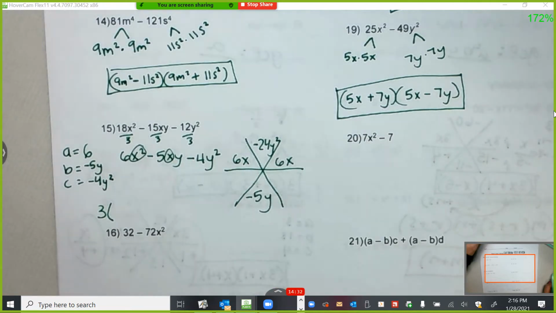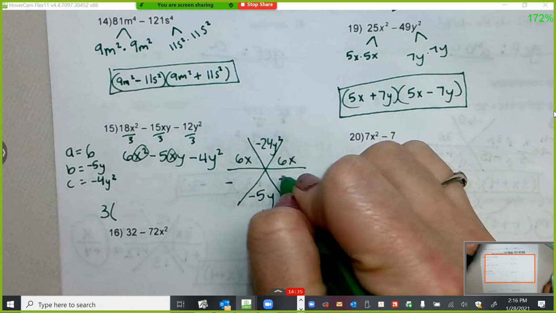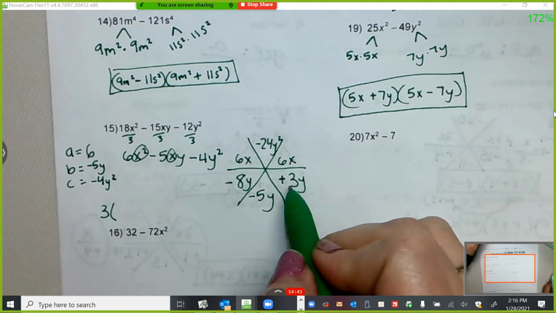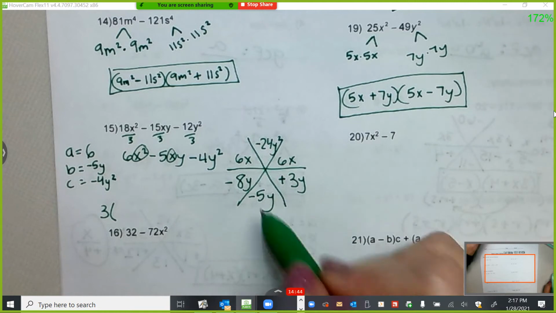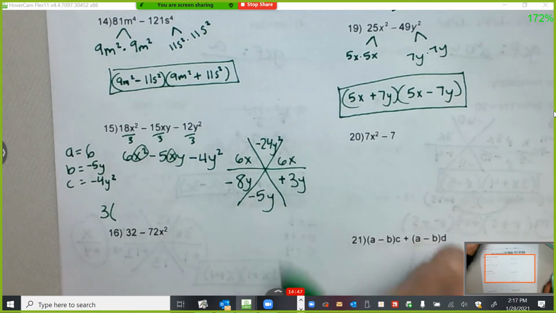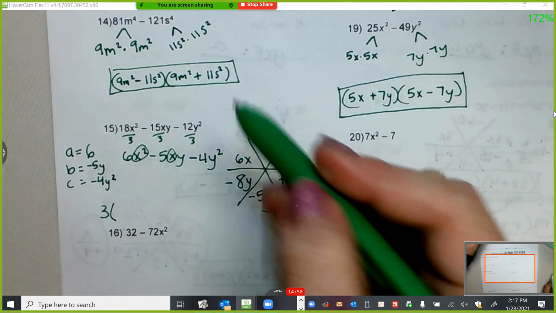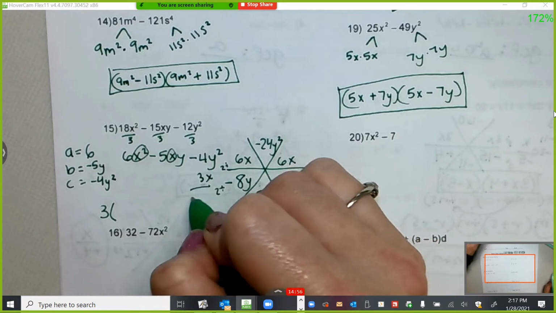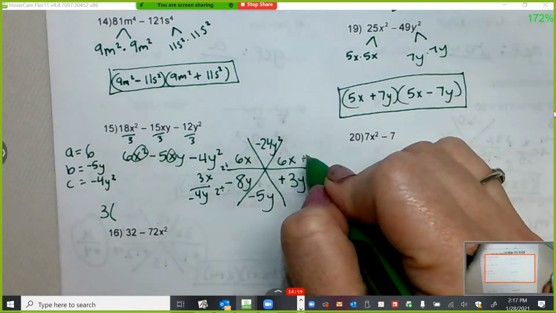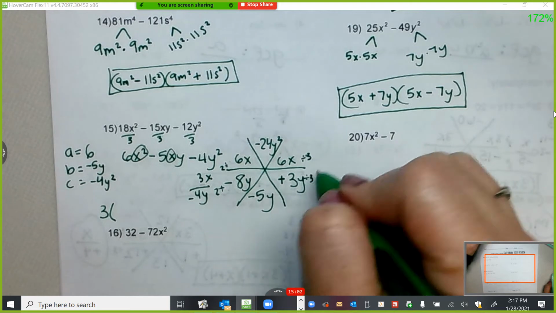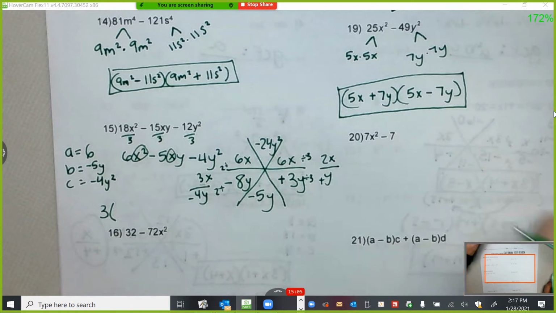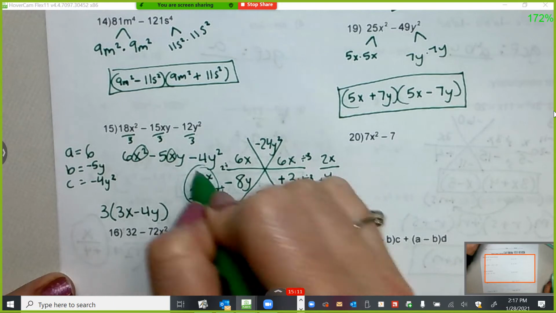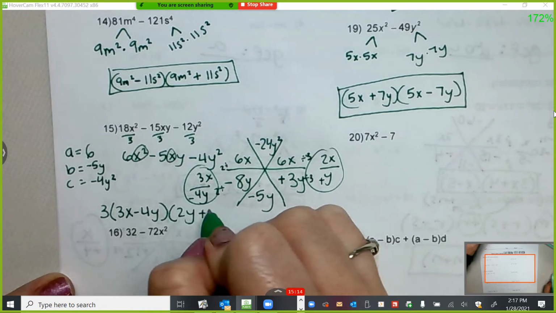What multiplies to give me negative 24 but adds to give me negative 5? Well, it's negative, so I know it's going to be a negative and a positive. And it's actually negative 8 and 3. Y and y, because negative 8 times 3 is negative 24, negative 8 plus 3 is negative 5, y times y is y squared, y plus y is y. So these both simplify. 2 can go into both of these. That gives me 3x over negative 4y. 3 can go into both of these. That gives me 2x over positive y. So my factors are 3x minus 4y and 2x plus y.